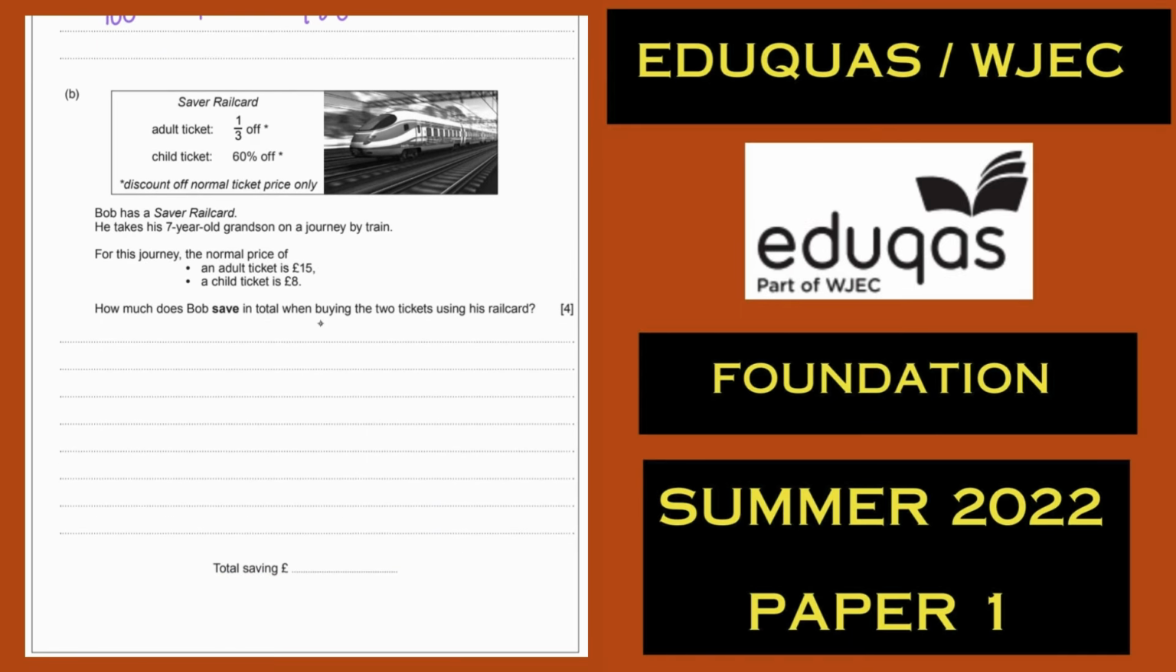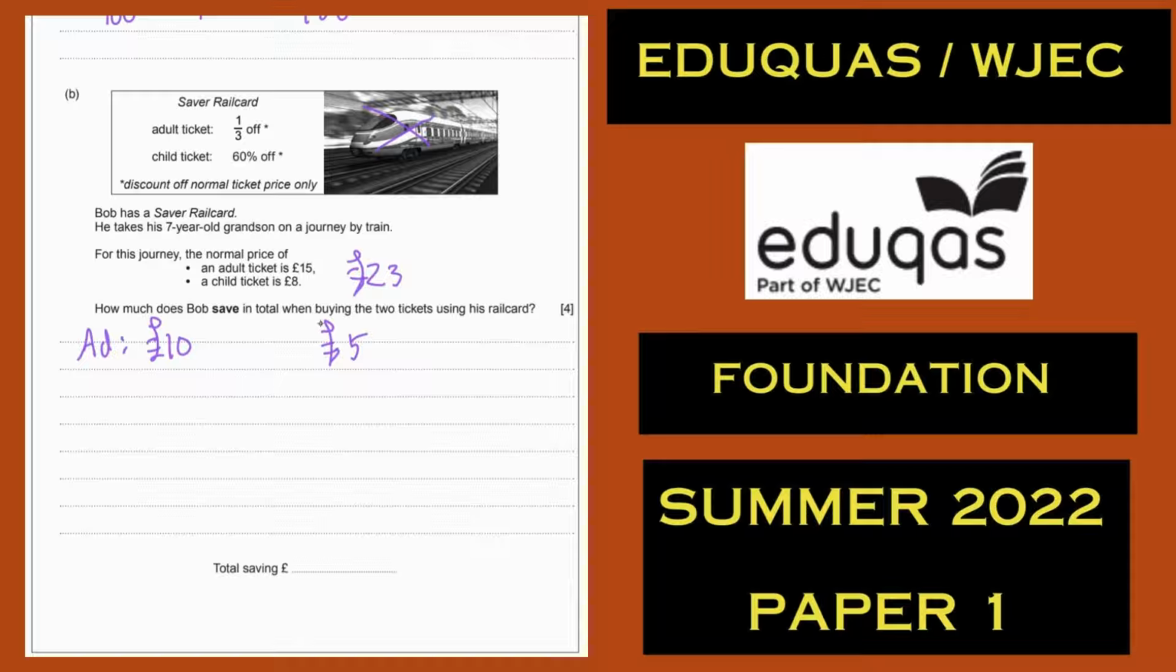Part B, lots of waffle. One thing at a time. Loads of information, more nonsense. Clip art. Bob's taking his grandson. We've got an adult ticket, £15. Okay, so the total cost without a rail card, £23. Bob's going to buy an adult ticket. He gets a third off. A third of 15 is a fiver. So it's now going to cost him £10. Or you could say £5 off, depends on how you want to do it.